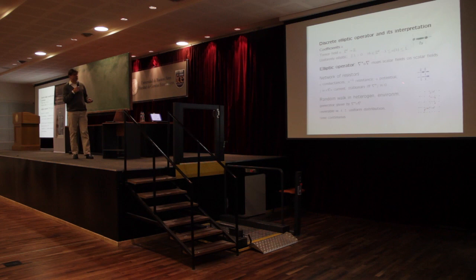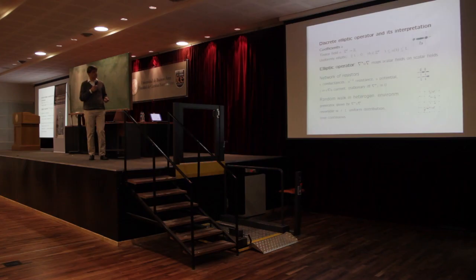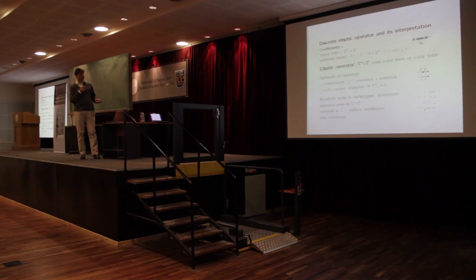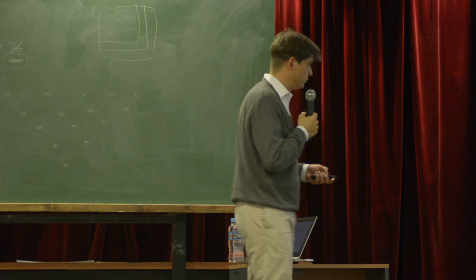But then of course, as you're more familiar with than I am, there is also an elementary probabilistic interpretation, that you can see this elliptic operator as being the generator of the random walk in this heterogeneous environment that's given by this coefficient field. And it's reversible with respect to the uniform distribution, and it's time continuous. So that's perhaps the point of view that's more appropriate for this audience.